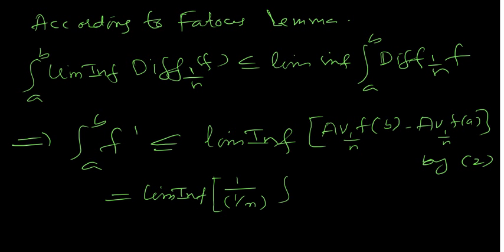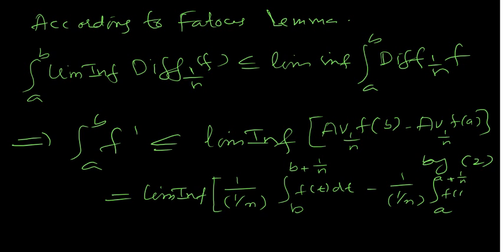Okay, integral b to b plus h, h is 1 over n, then it's f of t dt, minus the average value at a, which is 1 over h, h is 1 over n, integral a to a plus h, h is 1 over n, f of t dt. Okay, so the integral a to b of f dash is less or equal to the limit inferior, and then the limit inferior of this.